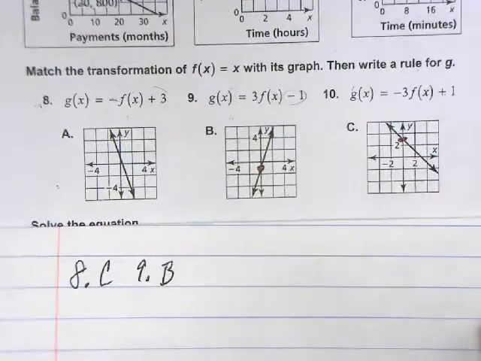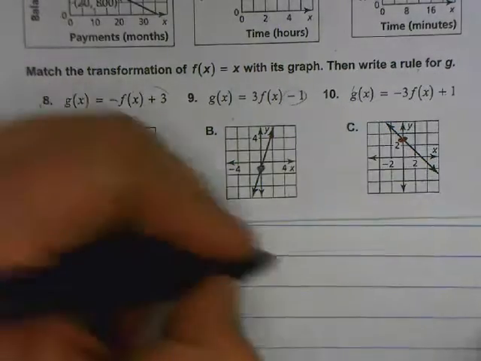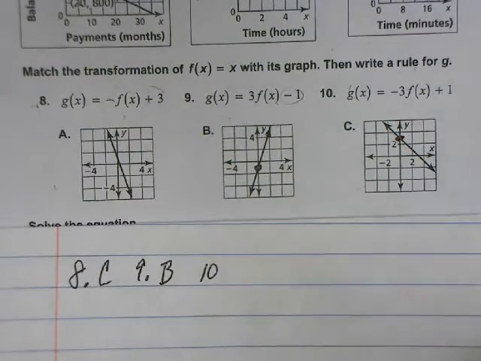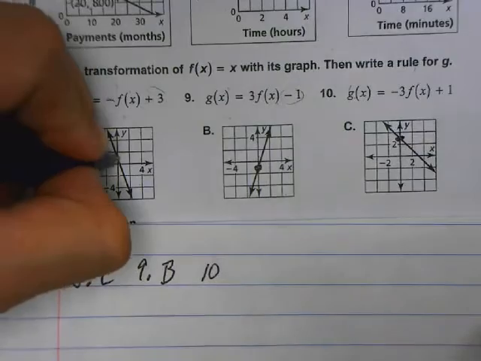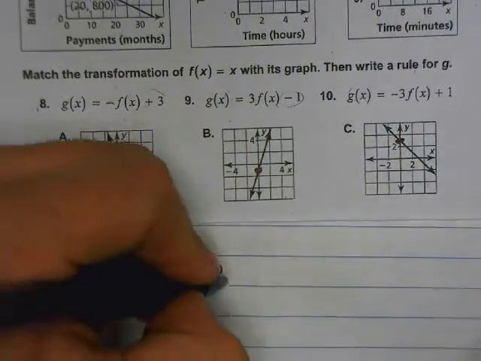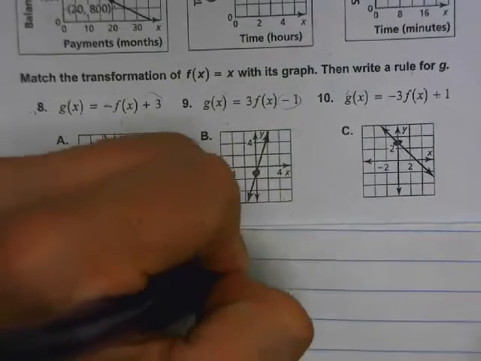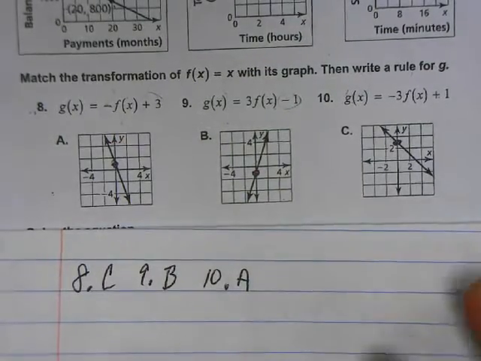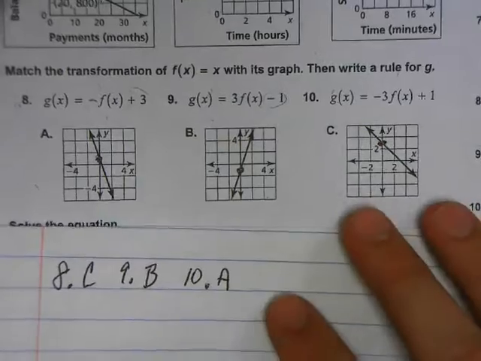All right, and number 10. It kind of means that it has to be A, but here's your graph going through +1. So that's going to be A. All right, that takes care of some of 1.3.